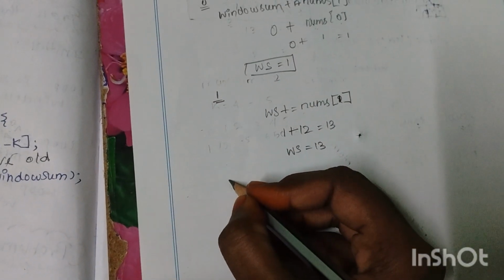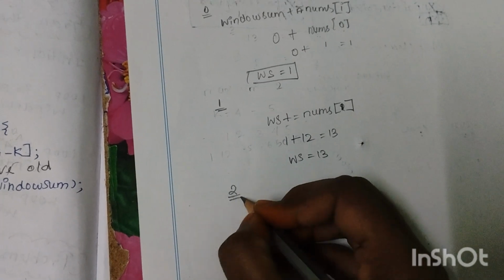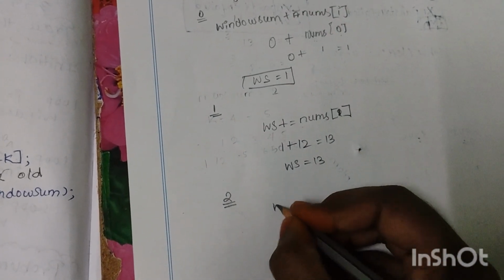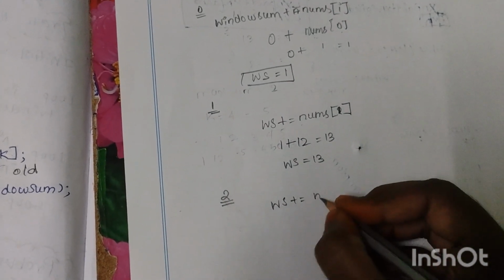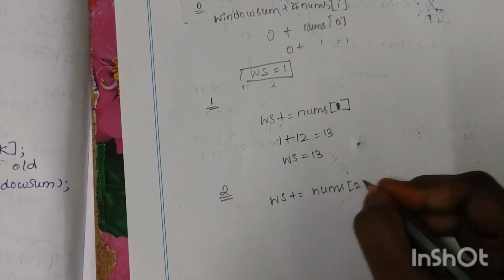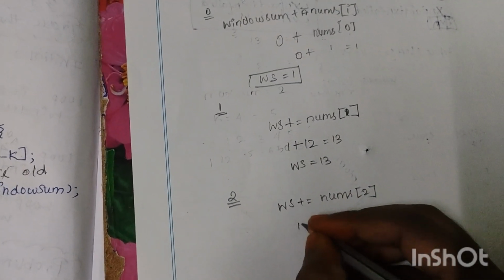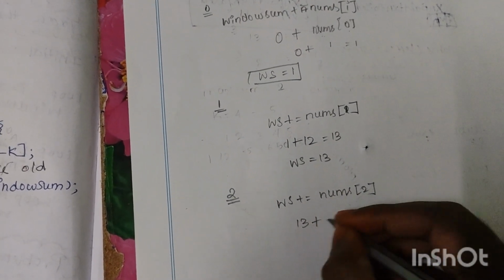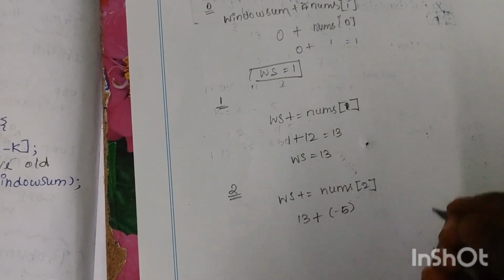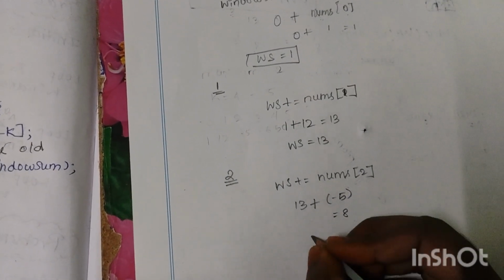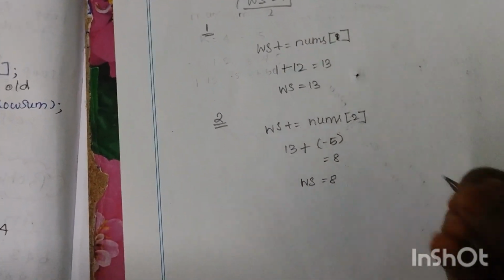When i is equal to 2, window sum plus equal to nums of 2. So 13 plus minus 5 is equal to 8. This is our current window sum.